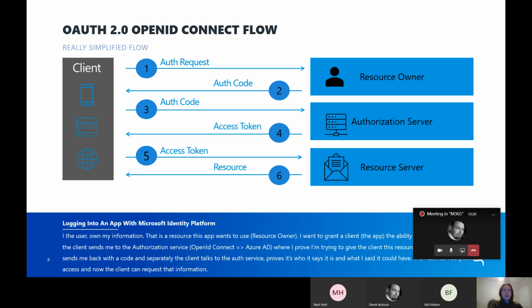So here is the basic flow of, this should say OpenID Connect. I will fix that. And OAuth 2. They're both in this flow. And this is what the Microsoft Identity Platform manages for you. So you don't have to write this. Yes, you can't see my mouse.